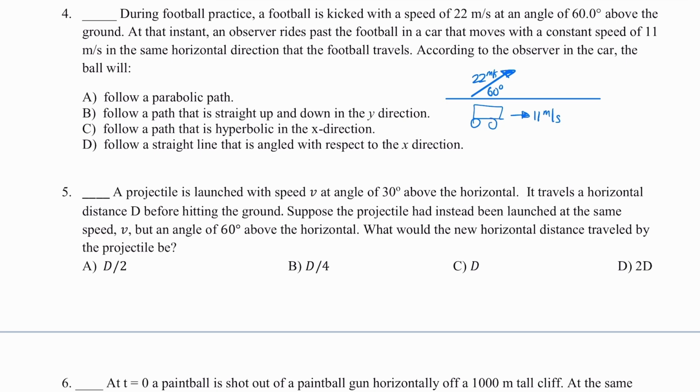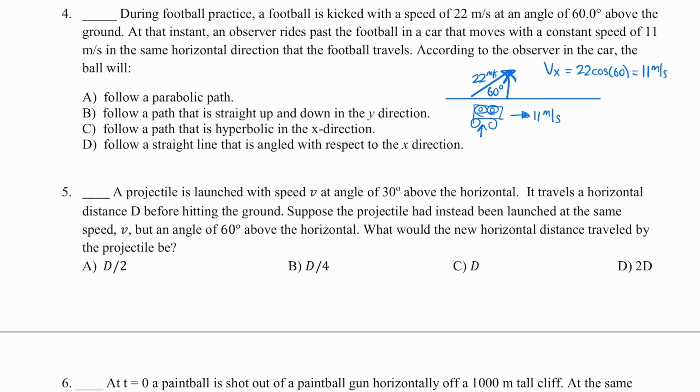Well, we're trying to put ourselves in the frame of reference of the car and understand what a person in the car would describe the motion of the football as. Well, we can determine how fast horizontally this football is going by finding our x component of the velocity. And that's going to be 22 cosine of 60. In your calculators, that's going to give us 11 meters per second as well. Since both the football and the car have the exact same horizontal velocity, then to the observer's eye in the car, the football is not going to appear to be moving left or right, but rather it is only going to appear to be moving up and down.